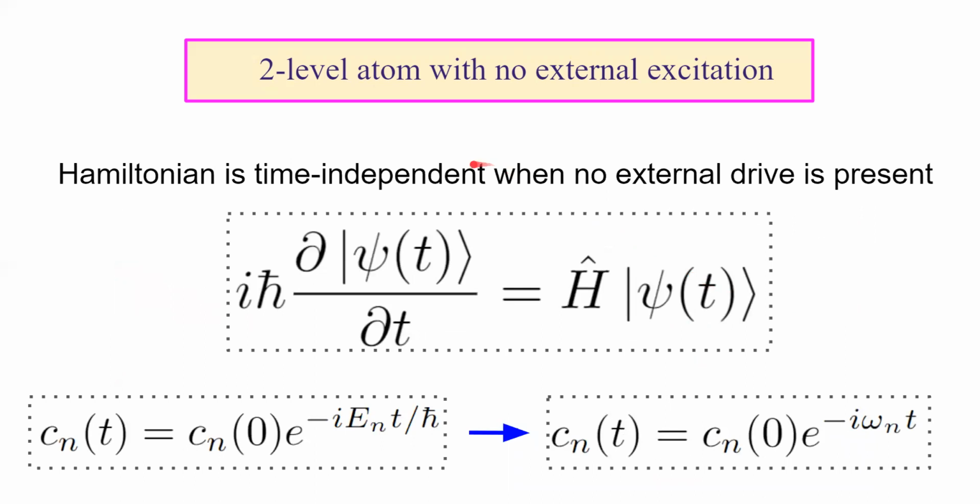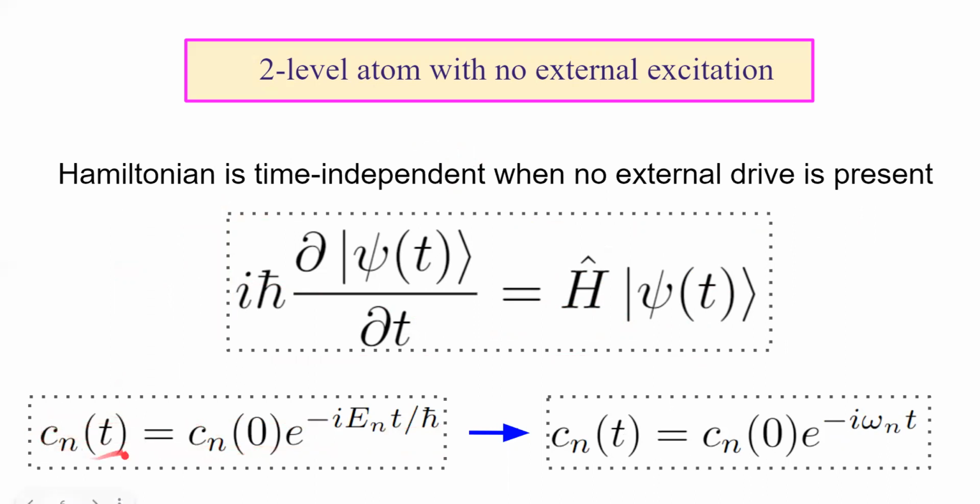Now, let us assume that this system is not driven by any external source. It's just isolated, a free system. In that case, the Hamiltonian becomes time independent, and this equation becomes very easy to solve. And by solving, we get this.